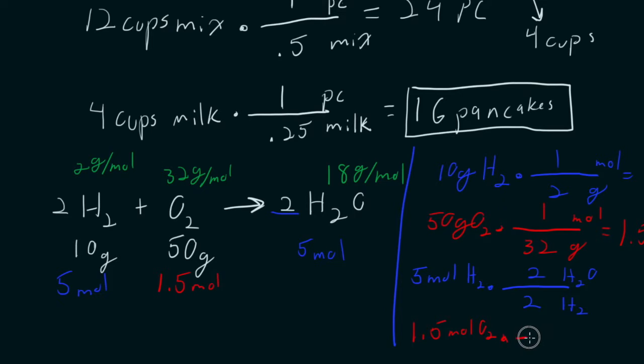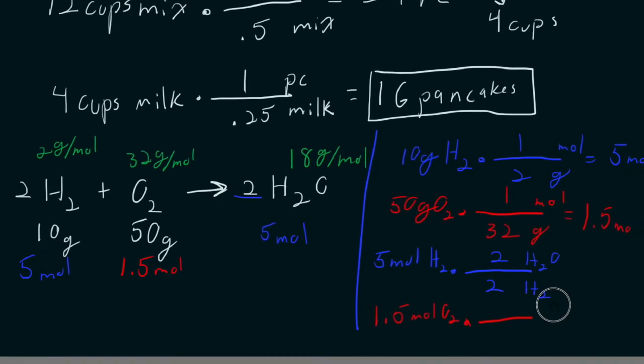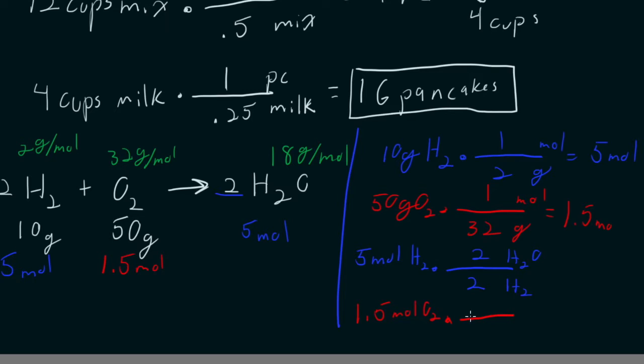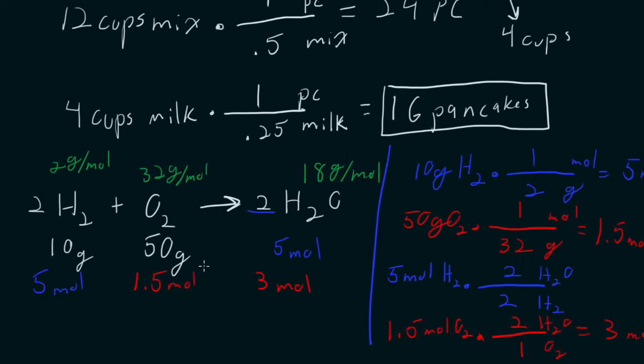Now I need to convert that. Let's move this a little down. So convert that from O2 to H2O. Well, for every 1 mole of O2, I'm going to get 2 moles of H2O. And so 1.5 times 2, that's going to be 3 moles of H2O. All right, 3 moles. So if I use up all of my hydrogen, I would make 5 moles. If I use up all of my oxygen, I would make 3 moles.